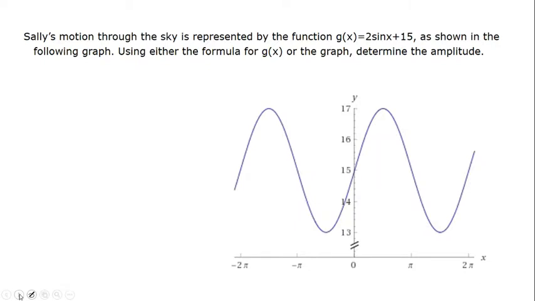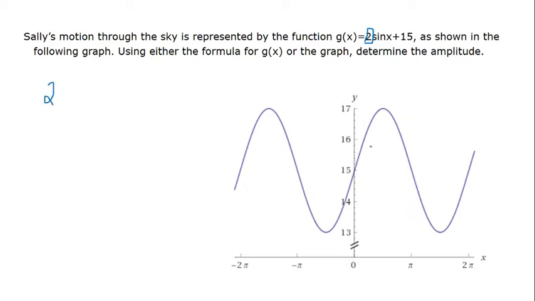Sally's motion through the sky is represented by the function g of x equals 2 sine x plus 15, as shown in the following graph. Using either the formula for g of x or the graph, determine the amplitude. So remember, if you're looking in the formula, the amplitude is the absolute value of the number in front of either the sine or the cosine. So that would be the 2.